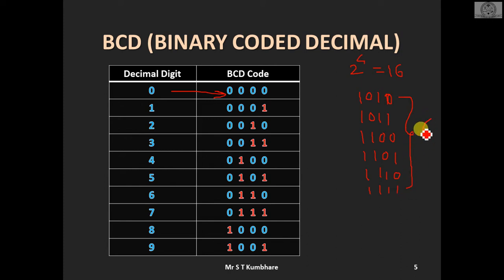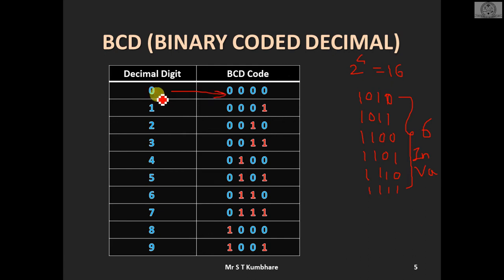So these 6 combinations are known as invalid BCD. Okay, these are valid BCD code, but these are invalid BCD code. Why are these called invalid BCD code? Because binary coded decimal. We are coding this decimal in binary form, and that is called BCD.